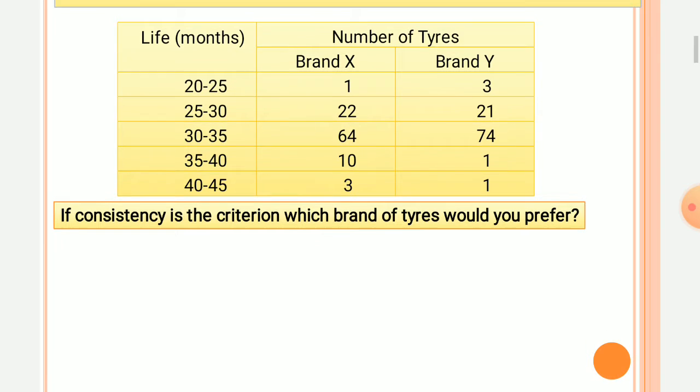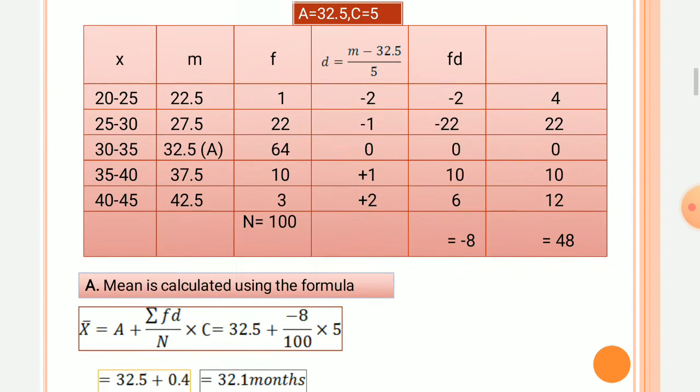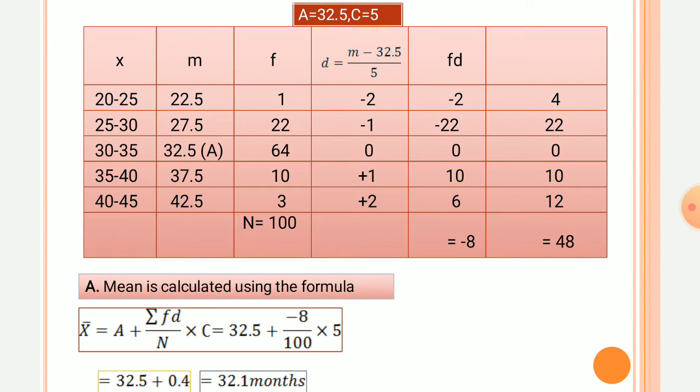20 to 25, 25 to 30, 30 to 35, 35 to 40, 40 to 45. This is the class interval, in the first column. And then from this we have to calculate the mid value or midpoint. That can be calculated as (L plus U) by 2. 20 plus 25 by 2 equals 22.5. 25 plus 30 by 2 equals 27.5. 30 plus 35 by 2 equals 32.5.